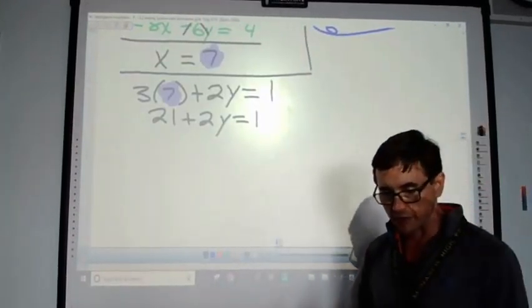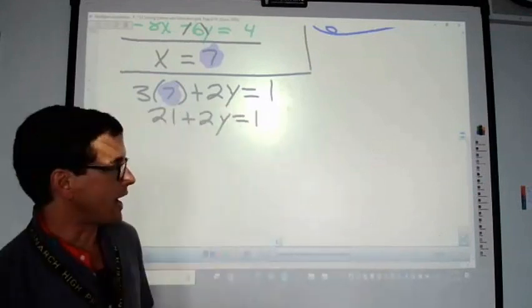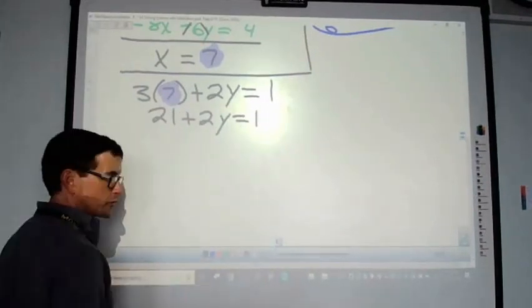Then I'm just going to solve for y. I'm going to solve for y by subtracting 21 from both sides.